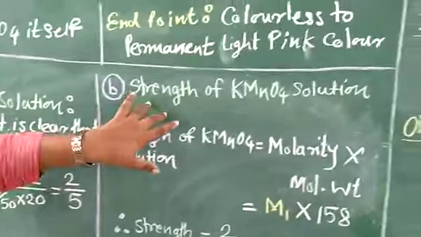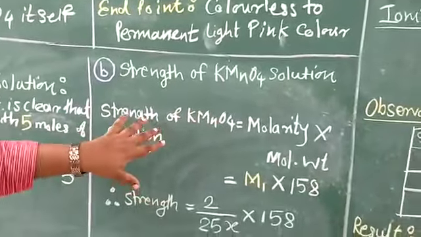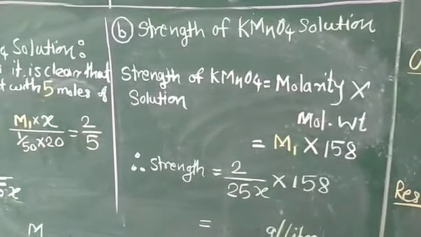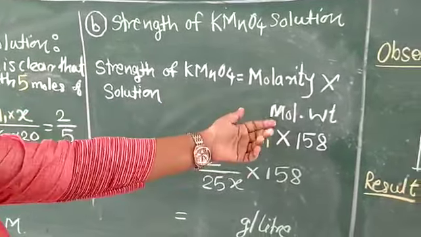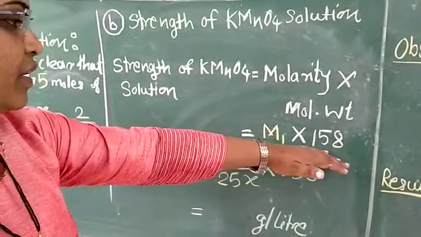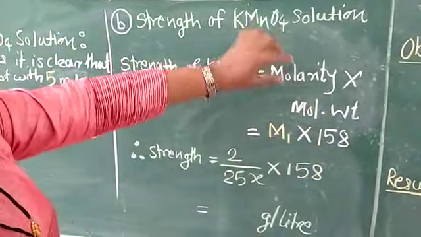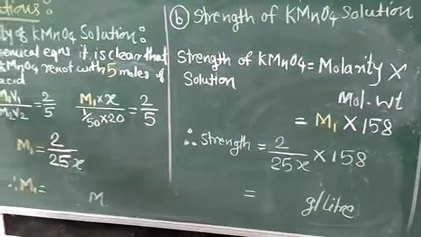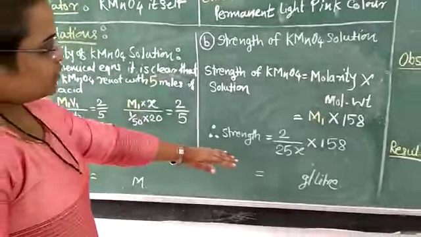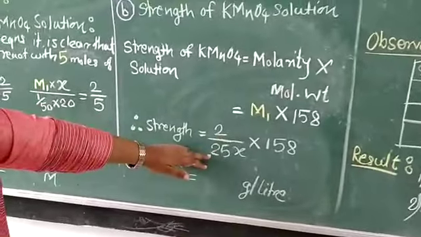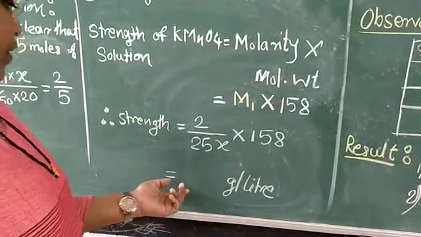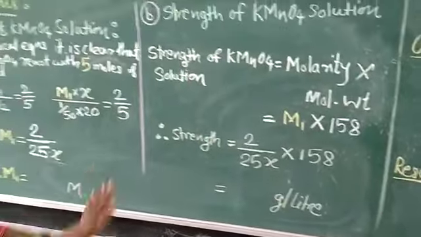Next we have to calculate the strength of the KMnO4 solution. For calculation of the strength of a solution, the formula is molarity into molecular weight. So it is M1 into 158, that is the molecular weight of KMnO4, and M1 is the molarity of KMnO4 solution which we calculated in the first step. Therefore the strength is equal to 2 upon 25 into x into 158. It gives the value of the strength of the given KMnO4 solution.